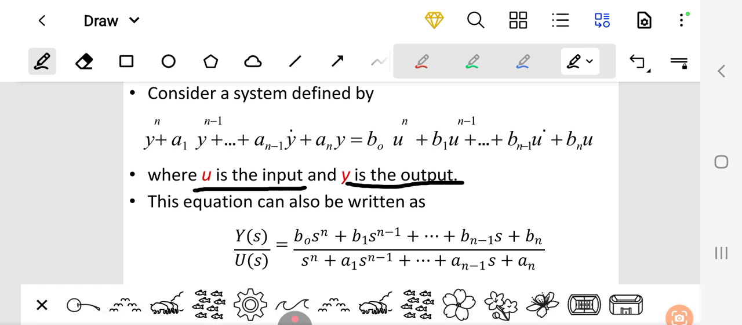The equation can be written as follows. We take the Laplace transform. The Laplace transform of the nth derivative is s power n times y of s, plus a1 times s power n minus 1, and an minus 1 times s, an times y, equals b naught s power n times u plus b1 s power n minus 1 times u plus bn minus 1 times s times u plus bn times u.